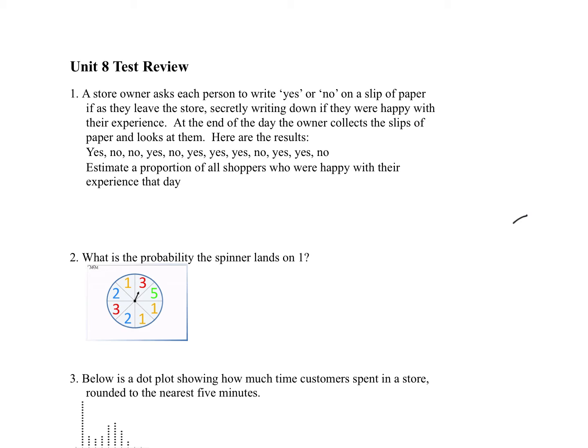So, first we count up how many there were. 1, 2, 3, 4, 5, 6, 7, 8, 9, 10, 11, 12. So there's a total of 12, so that goes on the bottom. That's my total amount. And then we count all of the yeses. So 1, 2, 3, 4, 5, 6, 7 yeses. So 7 on the top. So there's my answer: 7 out of 12.